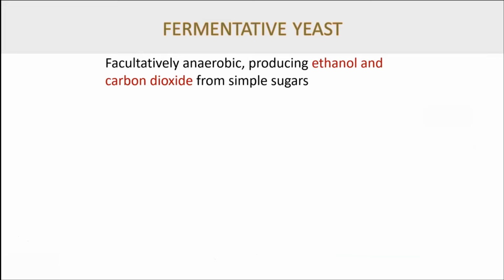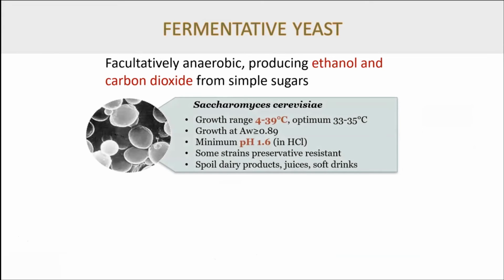A fermentative yeast is an organism that makes ATP by aerobic respiration if oxygen is present, but is also capable of switching to fermentation when oxygen is absent. One example is Saccharomyces cerevisiae. This is one yeast where, if you look at the range, the temperature range, the water activity range, and especially the pH range, is pretty wide.